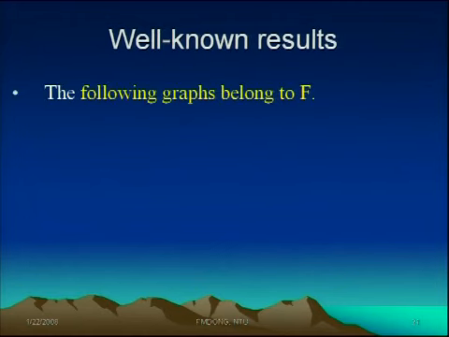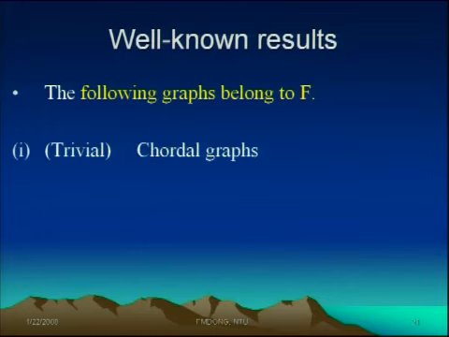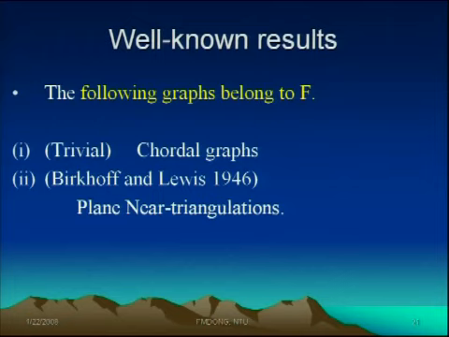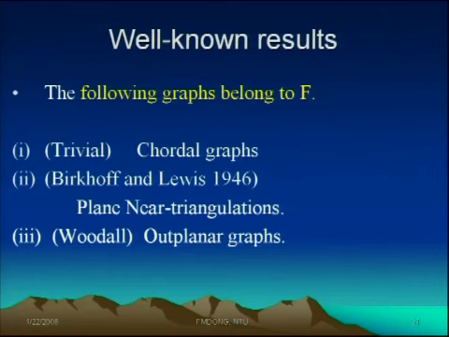Now let's see some well-known results on graphs belonging to F. The first one is colorful graphs, and it is very trivial because such graphs only have non-negative integer chromatic zeros, so it's not possible to find a zero between 1 and 2. Another result is the Birkhoff and Lewis result in 1946 on planar triangulations. And Woodall has another result on outerplanar graphs. These are well-known results about graphs in F.